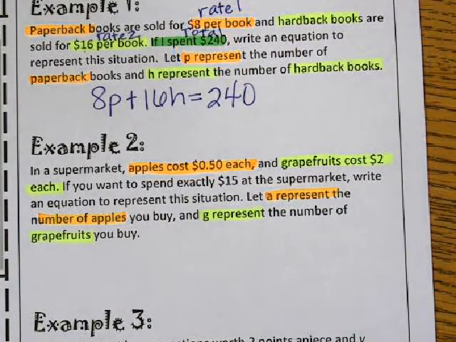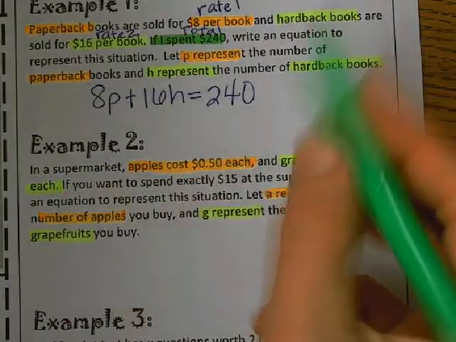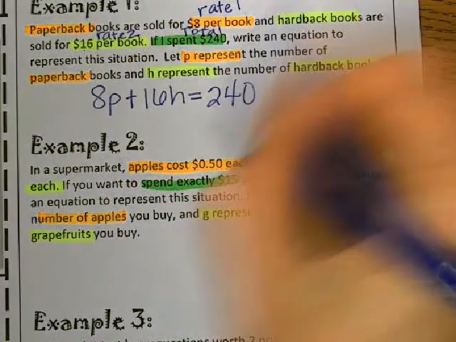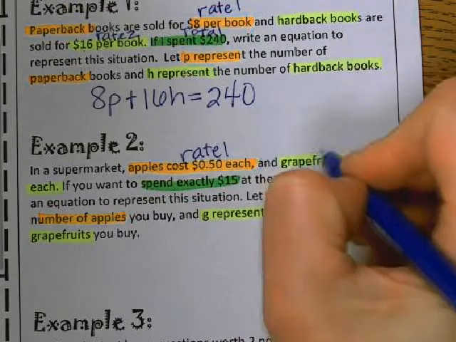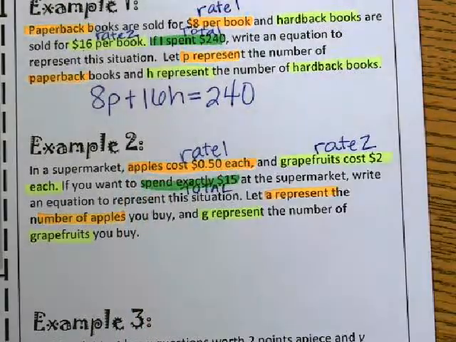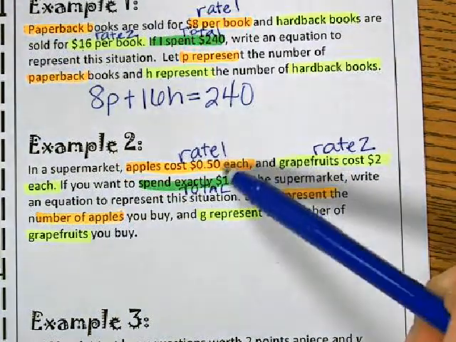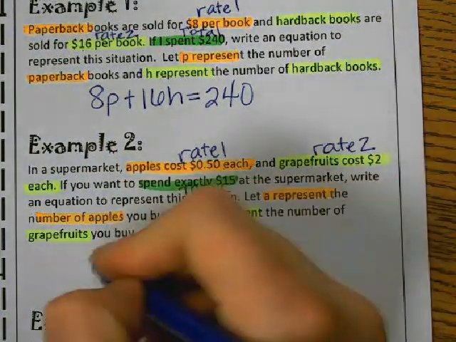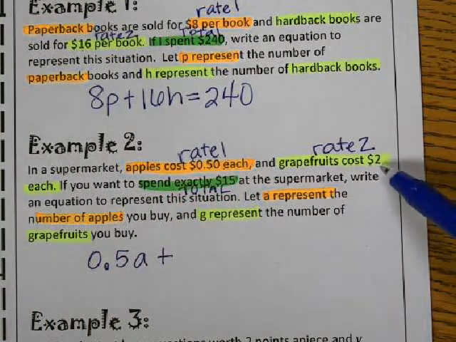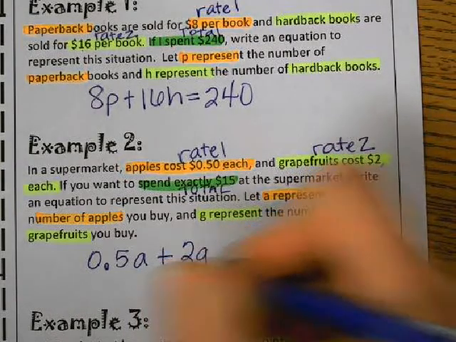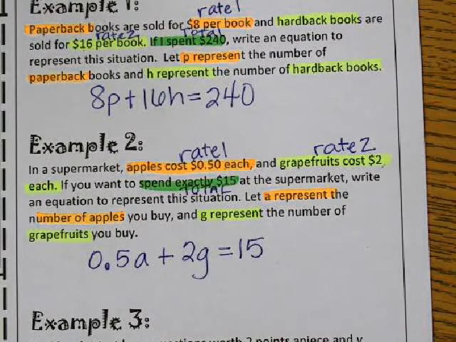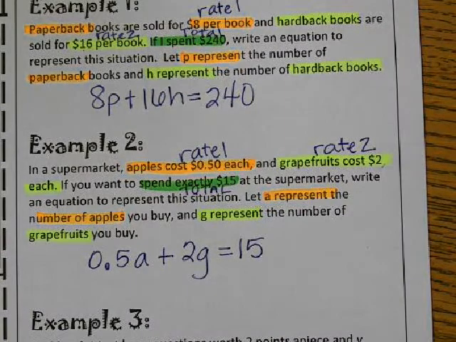Okay? Alright, then it says I want to spend exactly $15. That's a total. So I have 2 rates in a total. This is rate 1, this is rate 2, and this is a total. So it's easy. I just do 0.5 times A plus 2 times G equals 15. That's my total. Easy enough, right?